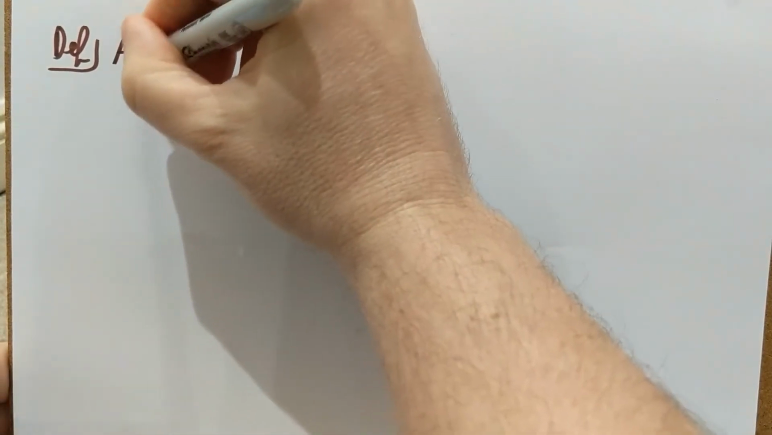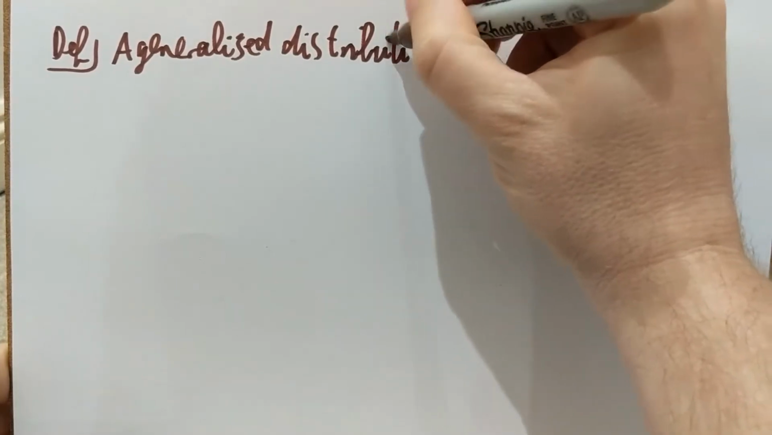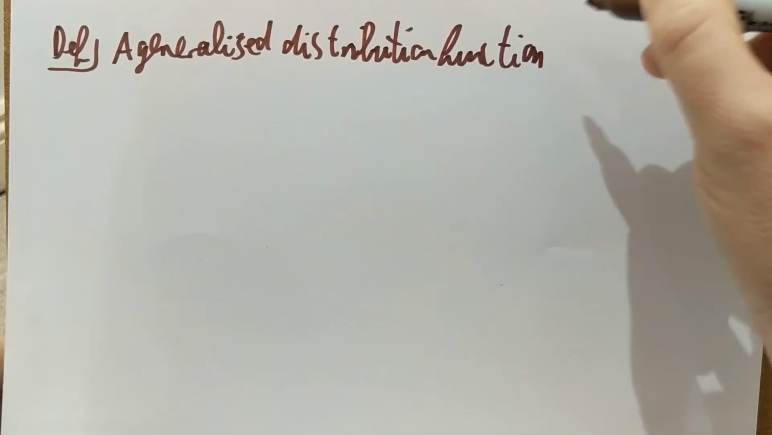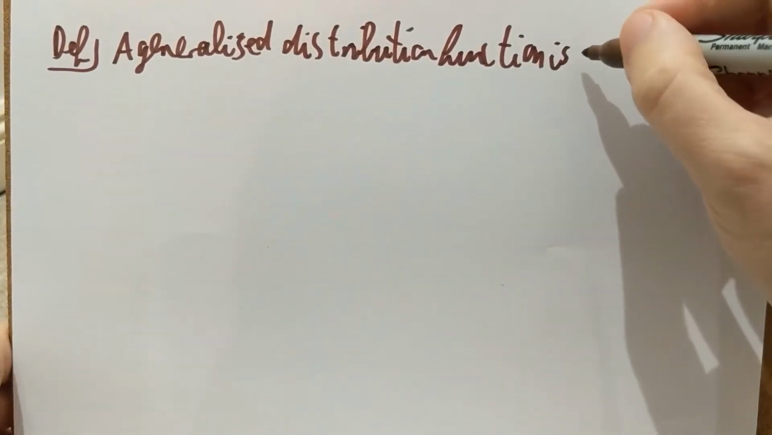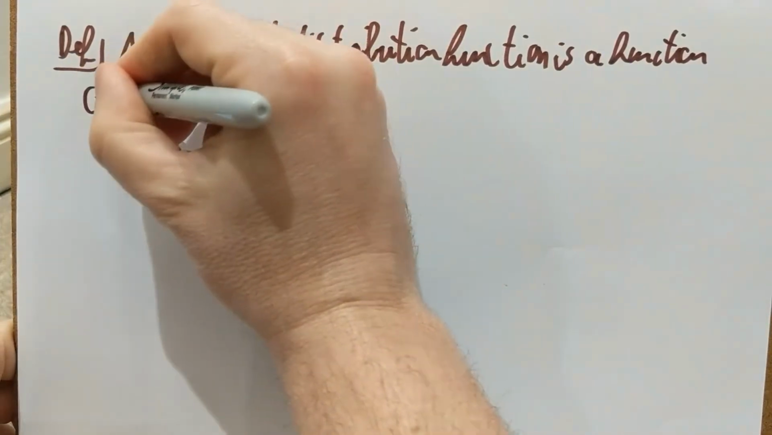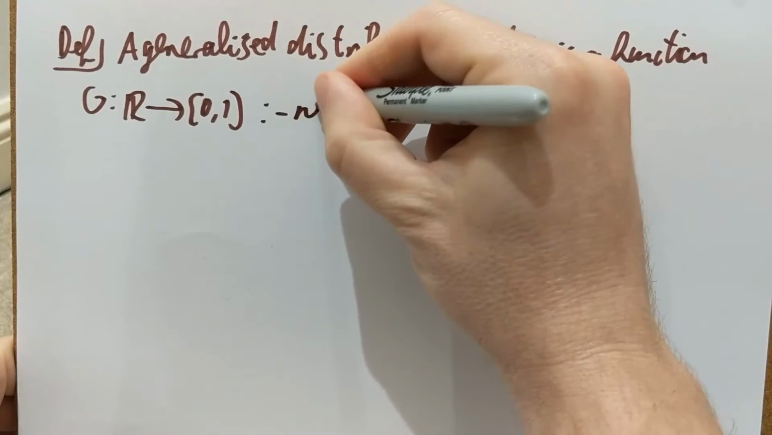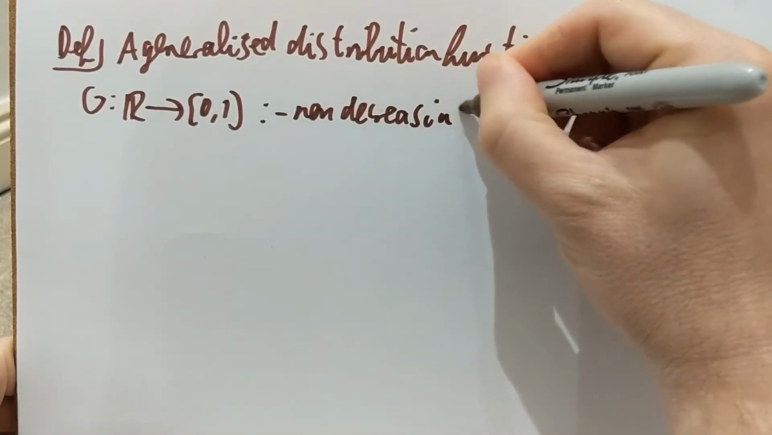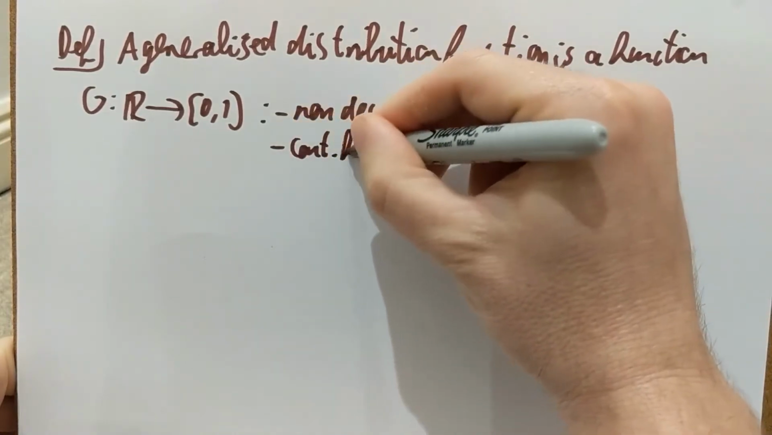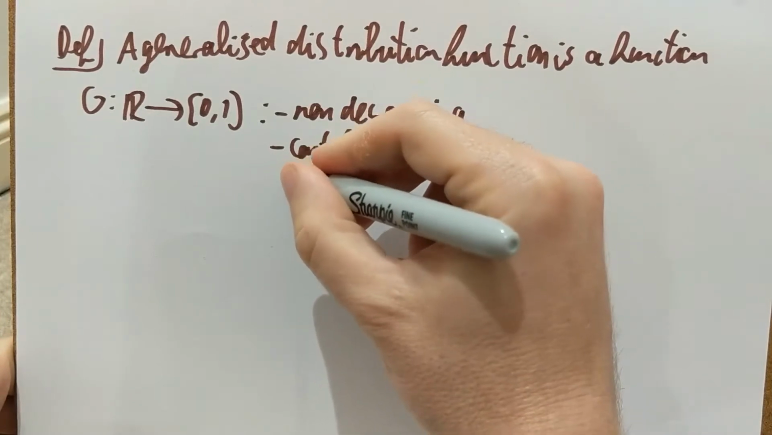First, I need to talk to you about generalized distribution functions. The definition is here. So, a generalized distribution function is a function from R to [0, 1], I'm going to call this G, which goes from R to [0, 1], which has the following properties. It's non-decreasing, it's continuous from the right, so right continuous, and it satisfies the following properties.